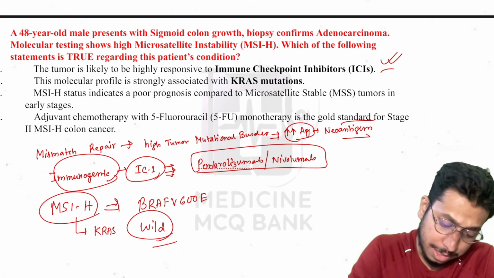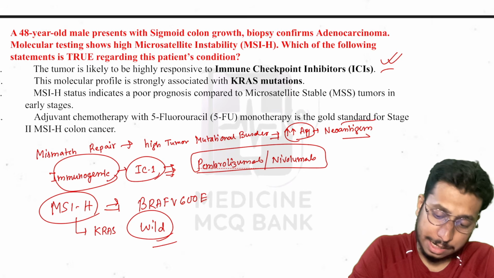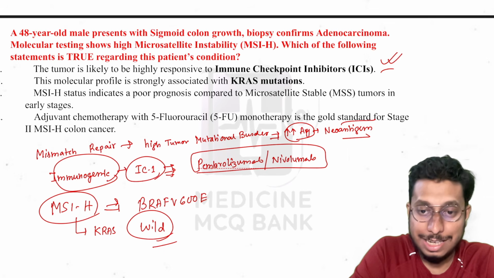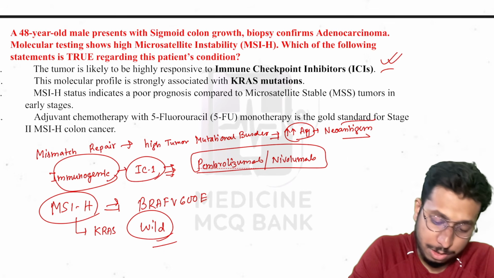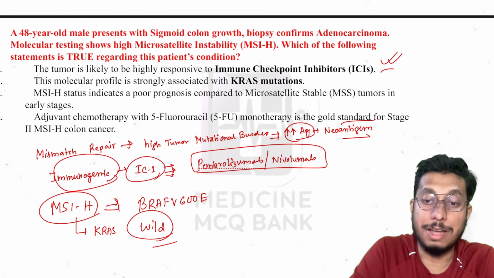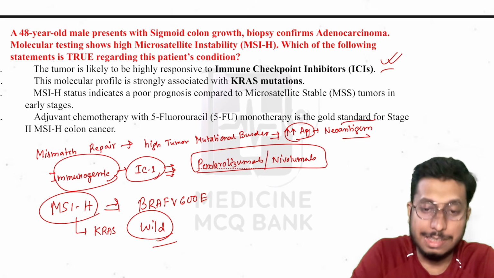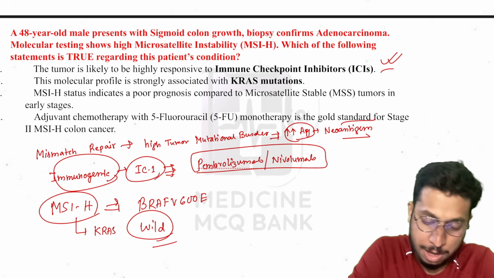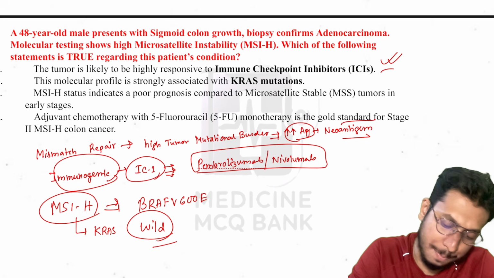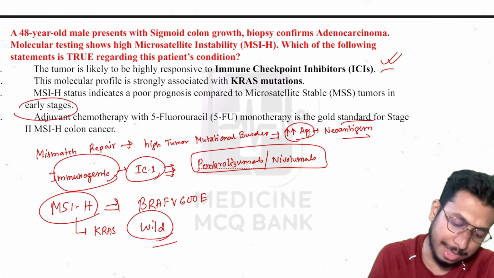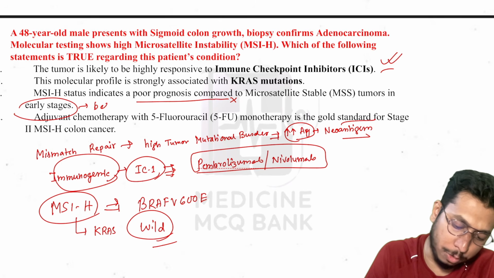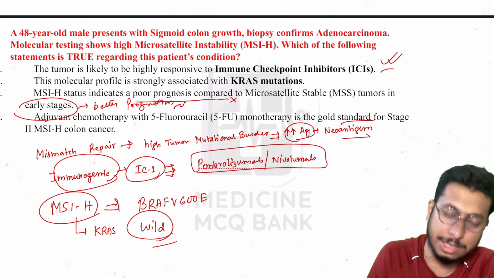Now, MSI-H status indicates poor prognosis compared to microsatellite stable tumor in early stages. Regarding early stage colon cancer, these do have a better prognosis compared to microsatellite stable tumors. Obviously, this is a debatable topic and there is no specific answer. It can have poor prognosis and good prognosis too, but in early stages, the statement that MSI-H indicates poor prognosis is false. It is rather a better prognosis, because in early stages there are medications available which can control the disease.